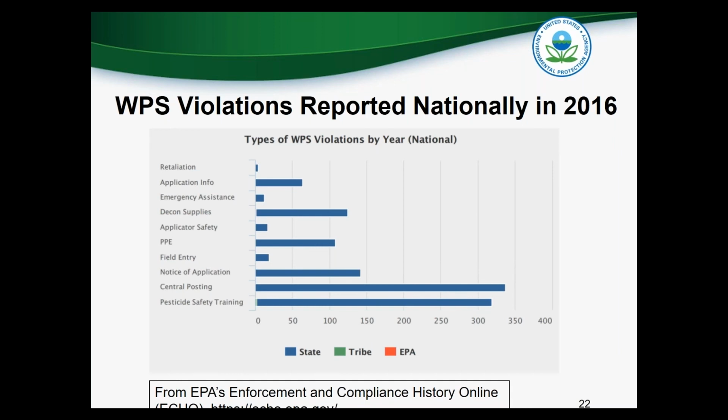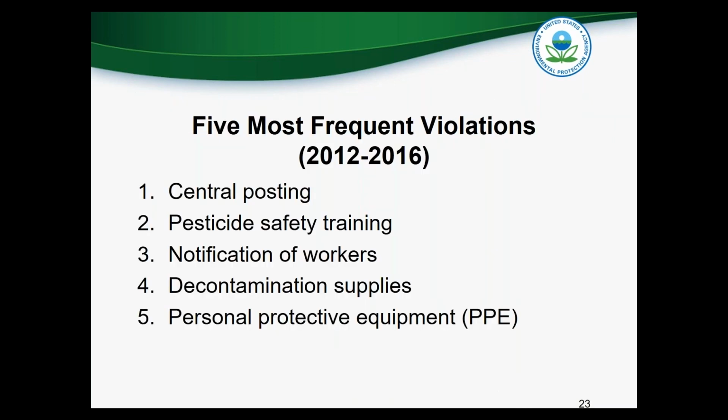So violations of the respirator requirements aren't captured, minimum age isn't captured, but EPA is planning to update the 5,700 form in FY19. In case you couldn't see the data in that last slide, the top 5 most frequent WPS violations between 2012 and 2016 are central posting, safety training, notification, decontamination supplies, and personal protective equipment violations.